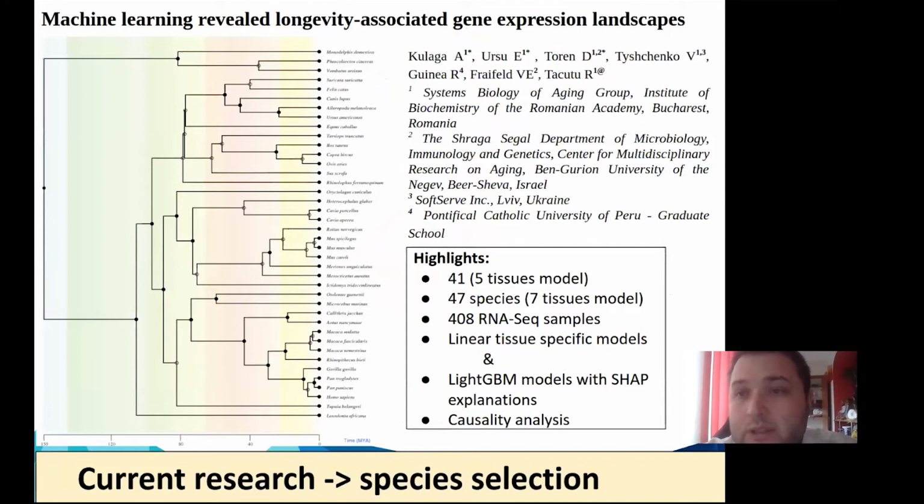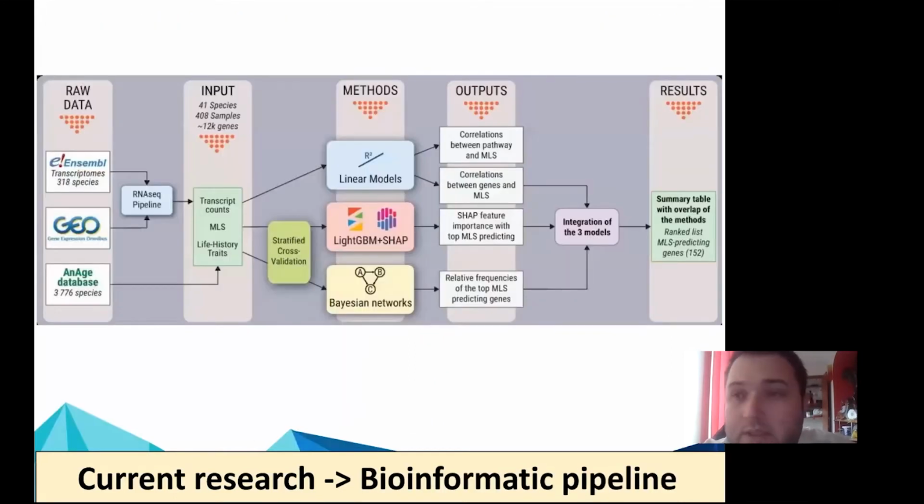The specifics of the project is that in bioinformatics, usually you deal with very wide data with small sample numbers. We had around 400 samples, 408 samples for 5 tissue models, and each sample had around 11,000 genes. We had to combine a lot of machine learning methods to find anything with such small but wide data. And here is the pipeline.